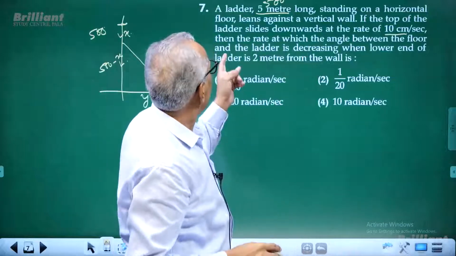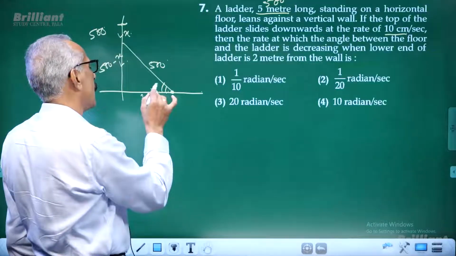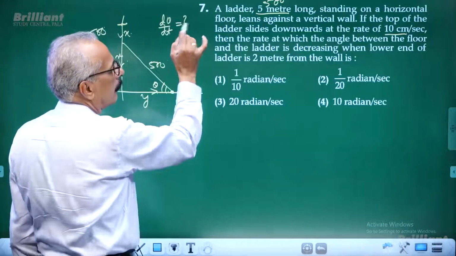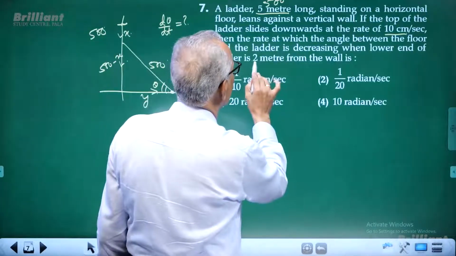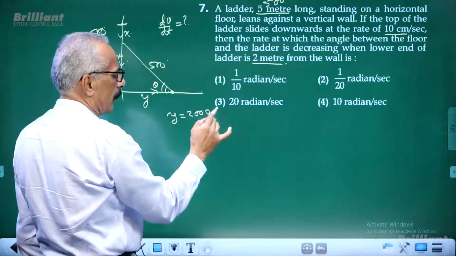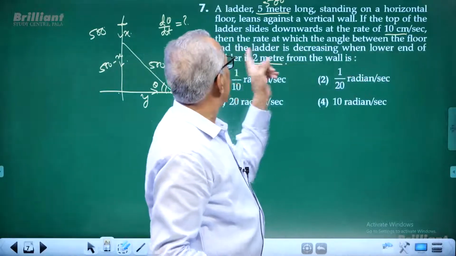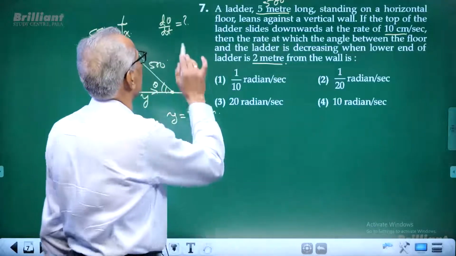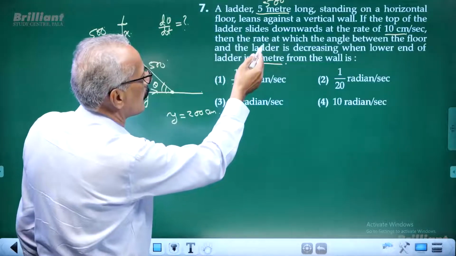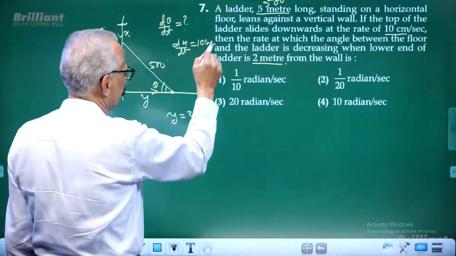What do we want there then? The rate at which the angle between the floor and the ladder, that is this theta. So we want d theta by dt. What are we given? When the ladder is 2 meter from the wall, 2 meter from the wall means y is equal to 200 centimeter. Then we want the rate at which the angle between the floor and the ladder is decreasing, d theta by dt. What else is given? Slides downwards at 10 centimeter per second, means dx by dt is equal to 10 centimeter per second.